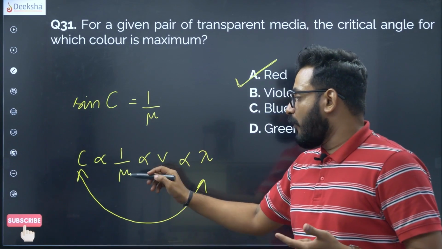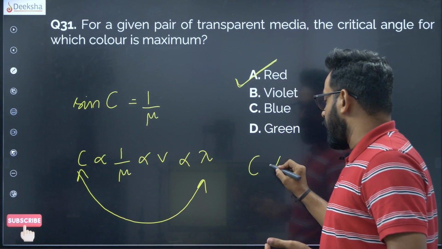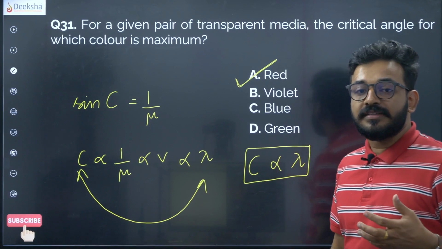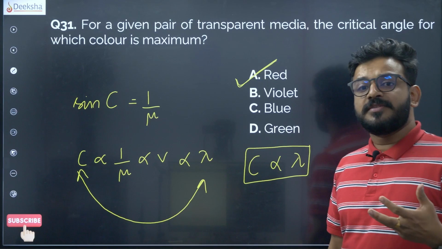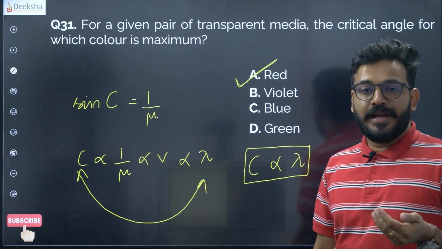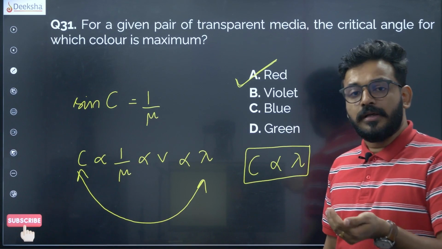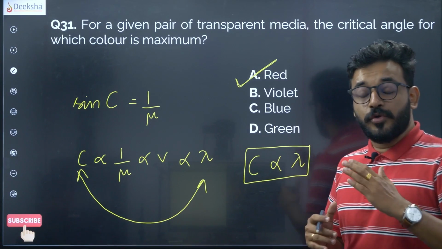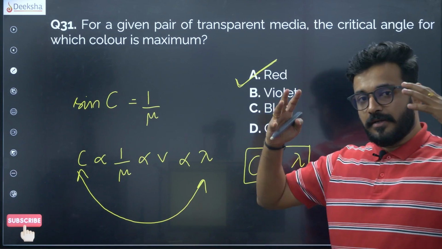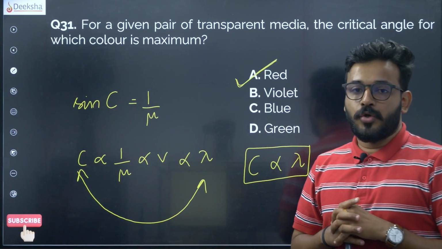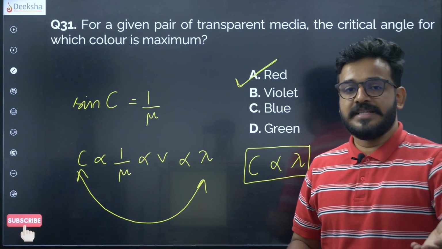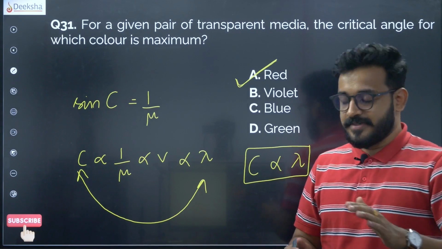This is a very important point. Please keep it in mind that the critical angle is directly proportional to wavelength. The more the wavelength, the more the critical angle. What does a larger critical angle mean? It is not easy for light to get totally internally reflected in this color. You need a very high angle of incidence, which must exceed that large critical angle, to get total internal reflection. Violet, indigo, blue and the like will get totally internally reflected very easily, because wavelength is less and critical angle is less. Correct.